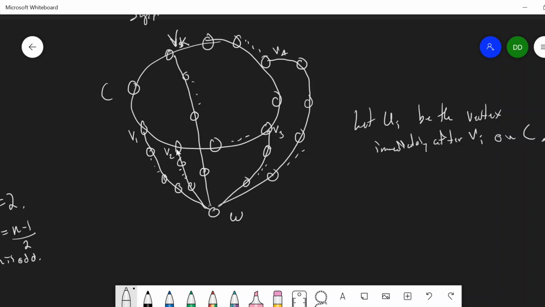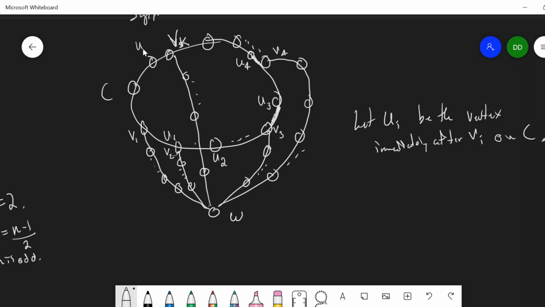on C. So this V2 here would actually be U sub 2 as well. That's okay, we have double labels for this. That's fine. Then there would be this vertex immediately after V sub 1 on the cycle. This would be U sub 1. And then over here, this is the one immediately after V sub 2 on the cycle, so this would be U sub 2. Over here, I'd have U sub 3, this vertex over here. That would be U sub 4, immediately after V sub 4.